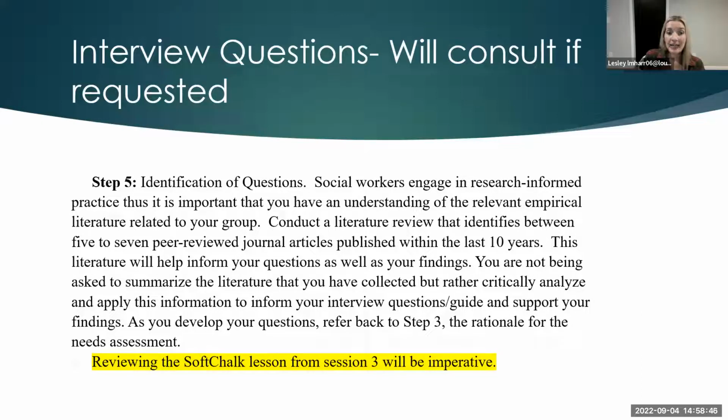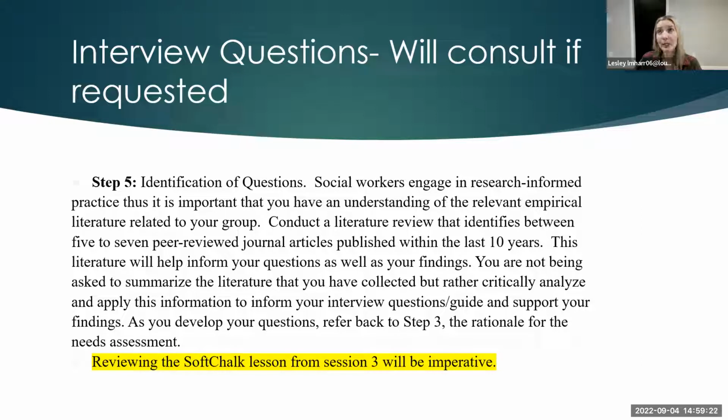You are not being asked to summarize the literature you have collected, but rather to critically analyze and apply this information to inform your interview guide questions and support your findings. It is not appropriate for this class to just pull questions out of thin air. You want to make sure you are asking questions that are grounded in existing literature. After you develop your questions, refer back to step 3 in your needs assessment assignment, which is providing the rationale for your needs assessment.